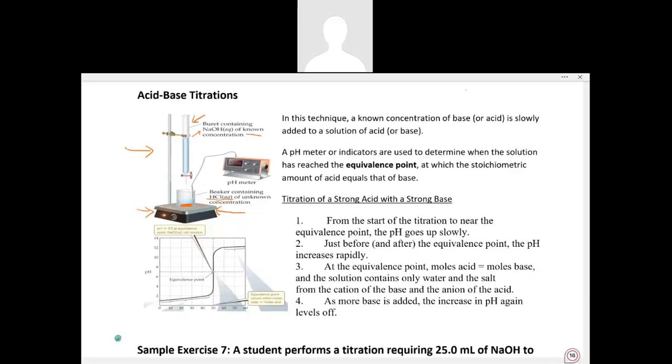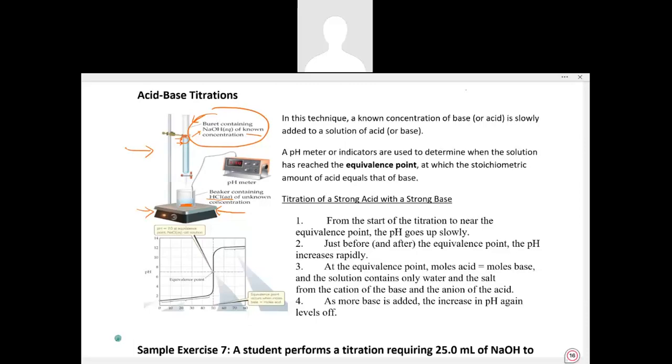So either could be an acid or a base, but whatever our titrant is, the stuff that we're titrating into the beaker, that has to be the known concentration, because we'll measure our starting volume and then our final volume. We'll find the amount used, and we'll use that in a calculation.